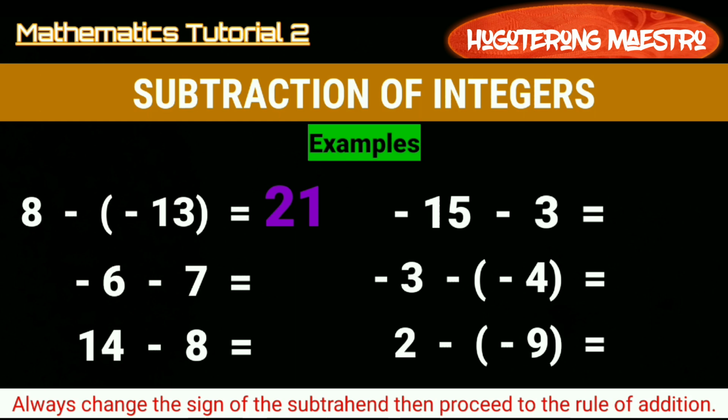Next, negative 6 minus 7. I'm going to reveal now the answer. So the answer is negative 13. We'll change the operation into addition at ang ating subtrahend na 7 ay magiging negative 7. So since they are both negative, then we will simply add that and follow the sign. That's why our answer is negative 13. Next is 14 minus 8.